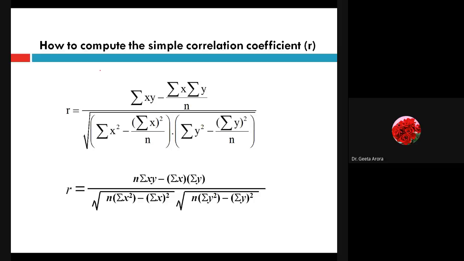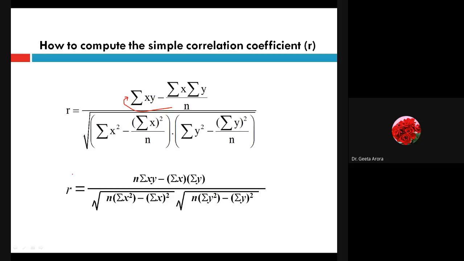How are they the same? Here, we have summation xy minus summation x into summation y divided by n. In the second formula we have just taken the LCM, so n is coming over here. We have multiplied by n, taking it as the LCM. And here again, if we take n as the LCM, one n comes from here, one n from there, and it becomes n summation x square minus summation x whole square. So it is up to you which formula you feel comfortable with; you have to learn it.